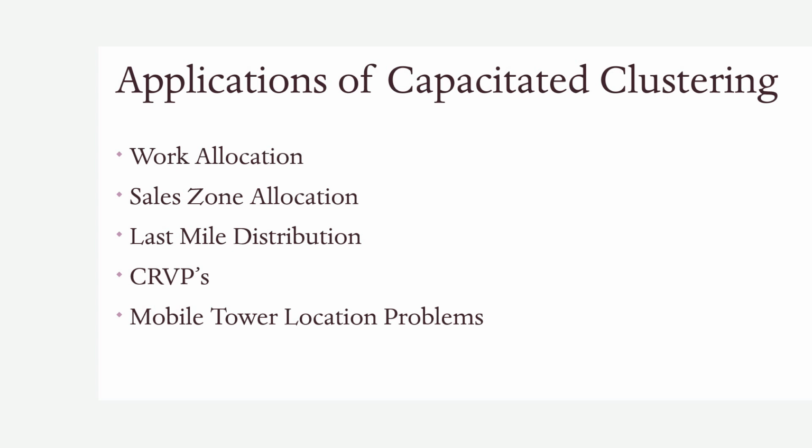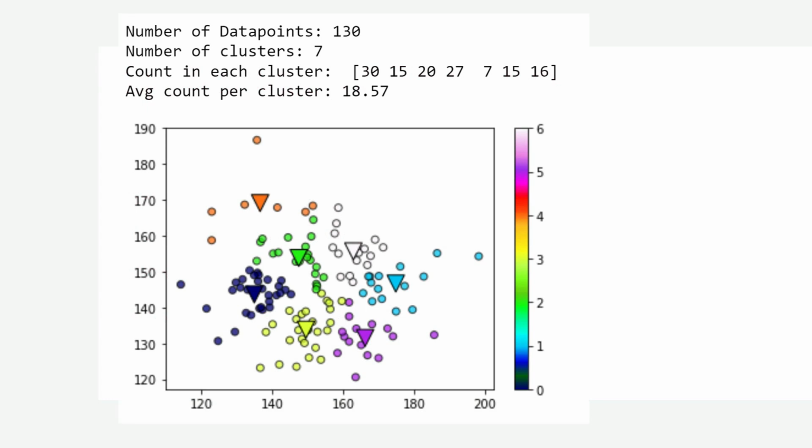So these are very well required in work allocation problems, sales zone allocation problems, last mile distribution problems, capacitated vehicle routing, and also mobile tower location problems. We all know the k-means algorithm. Now, why is this capacitated k-means important? Let me demonstrate it with an example.